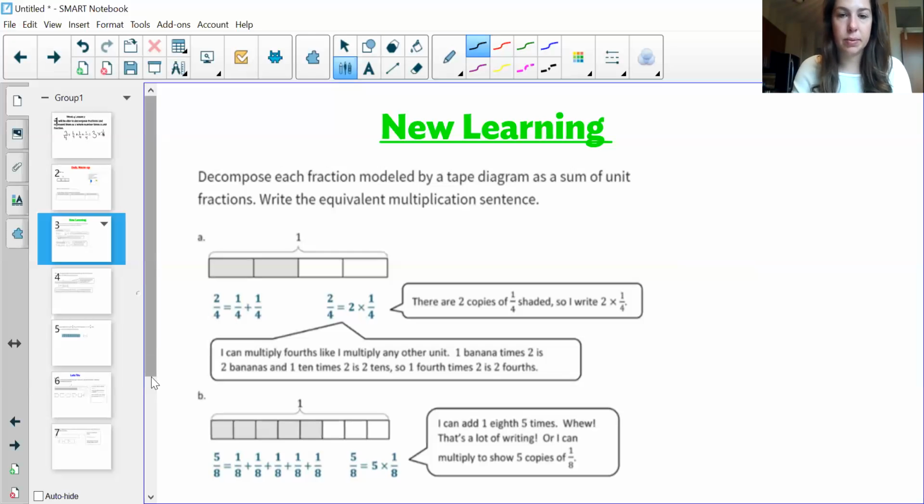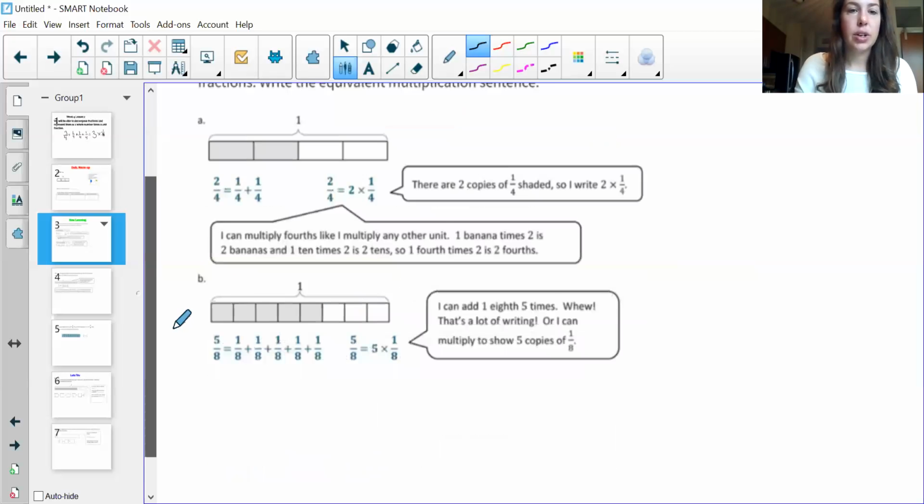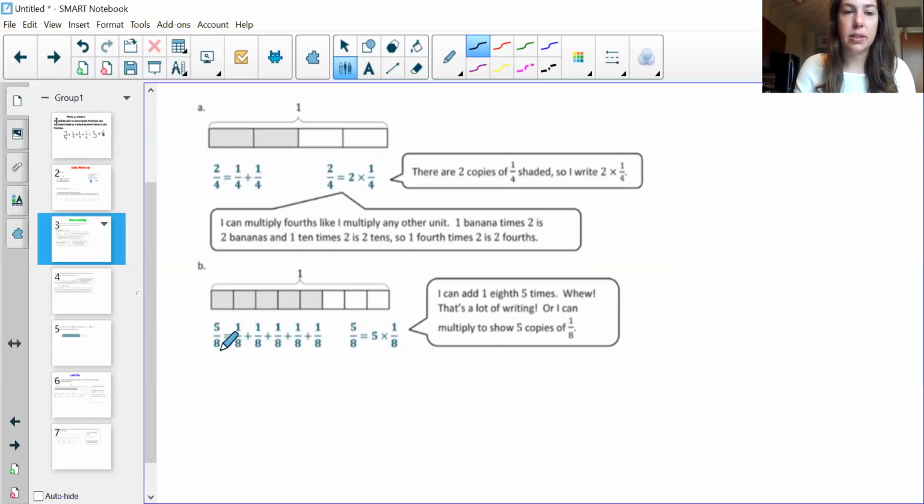Let's look at another one. Here we have 5/8. 1/8 plus 1/8 plus 1/8 plus 1/8 plus 1/8. So that's 5 groups of 1/8. So I have 5 1/8 here as repeated addition. So I'm going to rewrite that as 5 times 1/8. But the reason we do it this way is it's a lot more efficient. So it takes a long time to write all of this out. It's much easier just to write 5 times 1/8. I'm saying the same thing, 5 groups of 1/8.